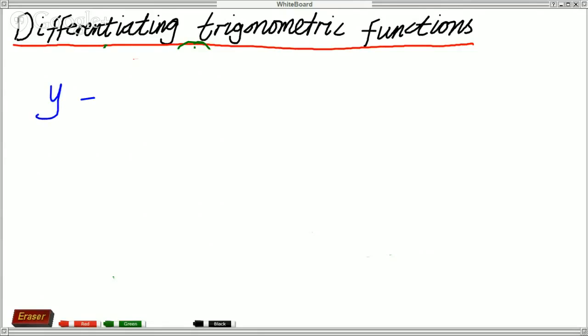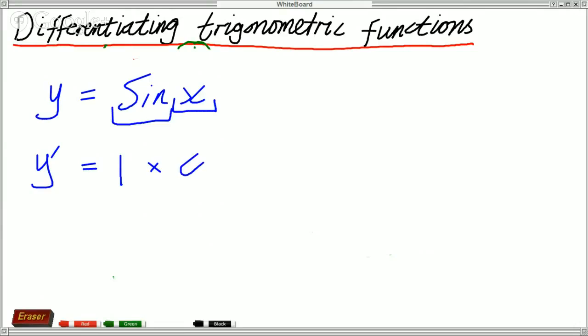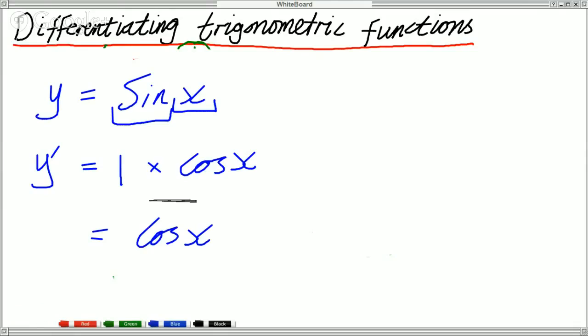So what about y equals sine x? Let's differentiate that. Okay, we differentiate this. The derivative of this is out the front, so it's 1. Sine will turn into cos, and that function stays the same. So if we differentiate that, we just get cos x. So sine x will differentiate to give cos x.